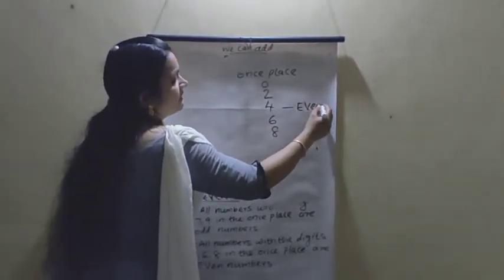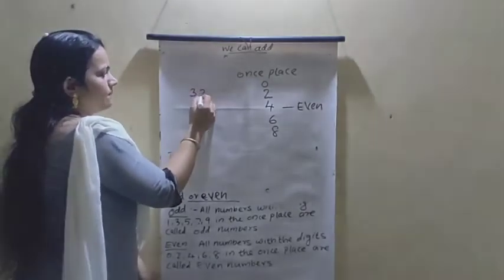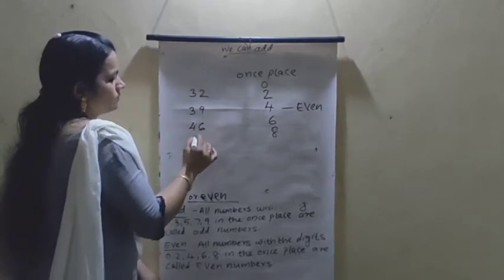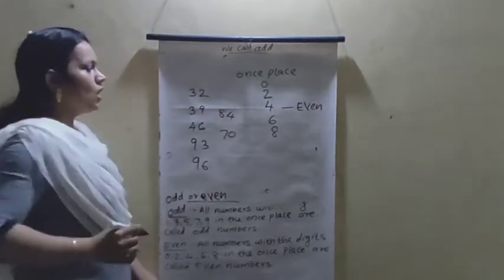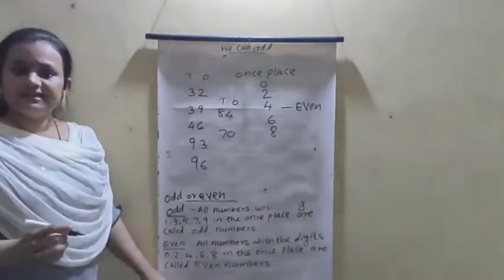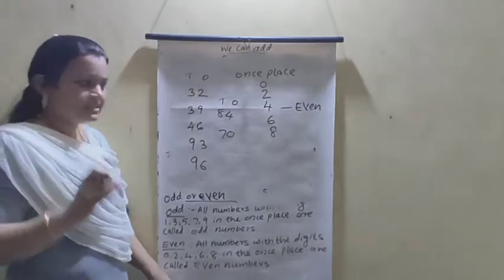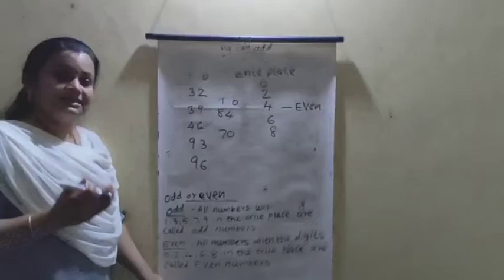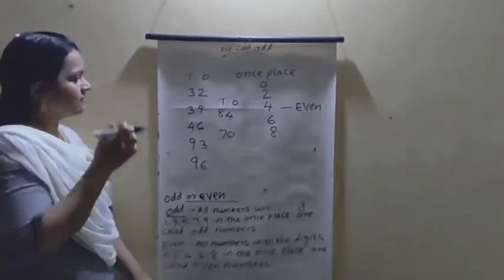That is even numbers. Okay, how to identify an even number? Let me write some numbers here. You see the ones place and the tens place. How to find out the even number? You check the ones place. If any number has 0, 2, 4, 6, 8 in the ones place, it is called an even number.